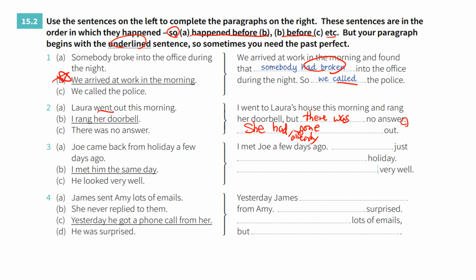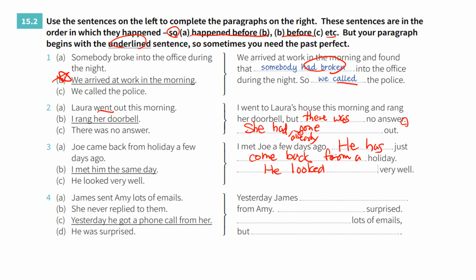Joe came back from holiday a few days ago. I met him the same day. He looked very well. I met Joe a few days ago. He had just come back from a holiday, and then he looked very well.